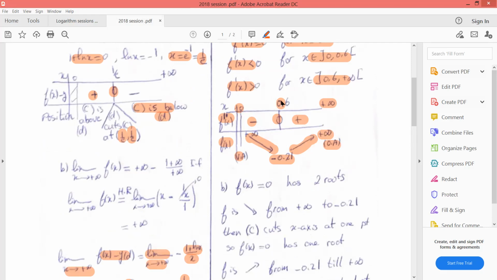Also in the interval 0.6 to plus infinity, f is continuous and strictly increasing from a negative value to a positive value. Then f(x) equals 0 admits one root. So f(x) equals 0 admits two roots.